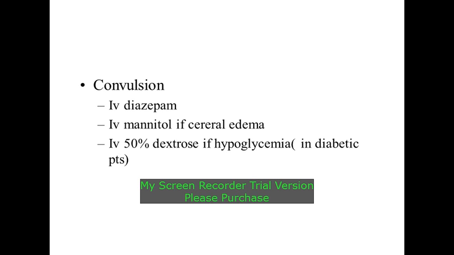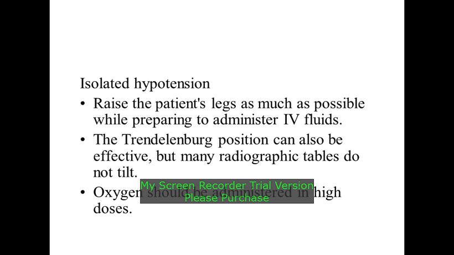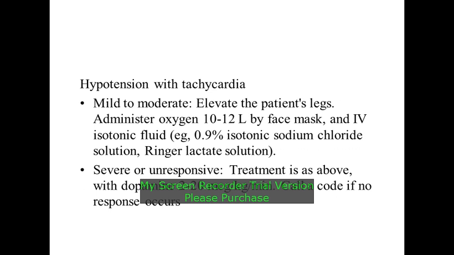Convulsion: IV diazepam, IV mannitol if cerebral edema, IV 50% dextrose if hypoglycemia in a diabetic patient. Isolated hypotension: raise the patient's legs as much as possible while preparing to administer IV fluids. The Trendelenburg position can also be effective, but many radiographic tables do not tilt. Oxygen should be administered in high doses.